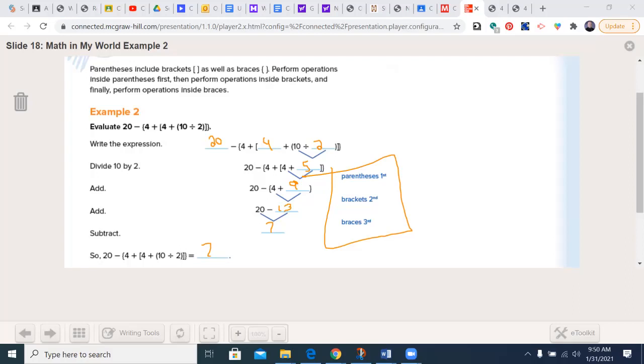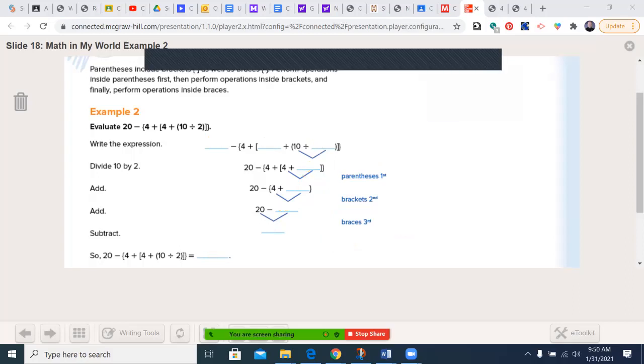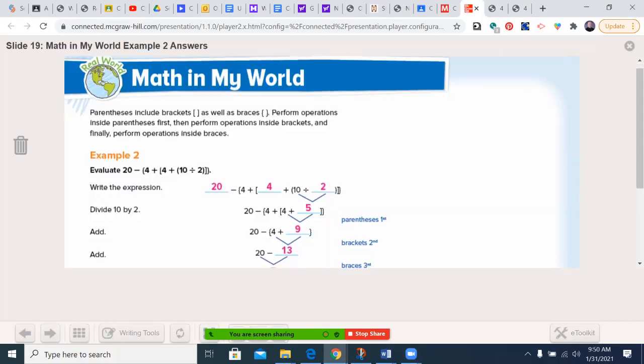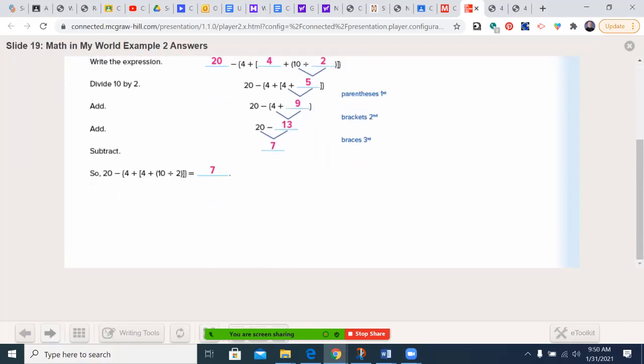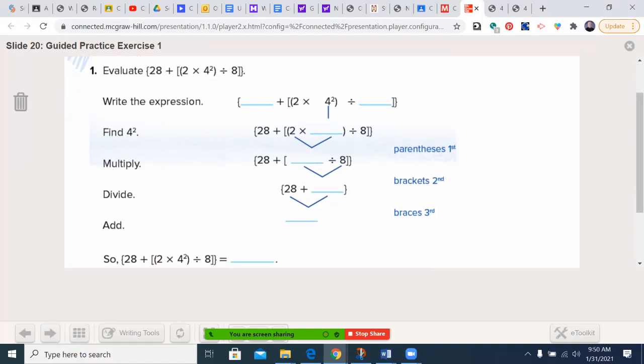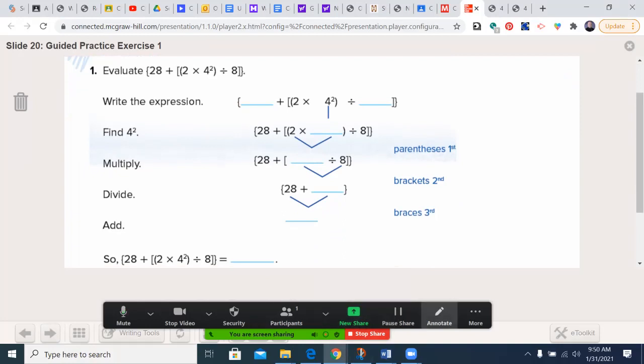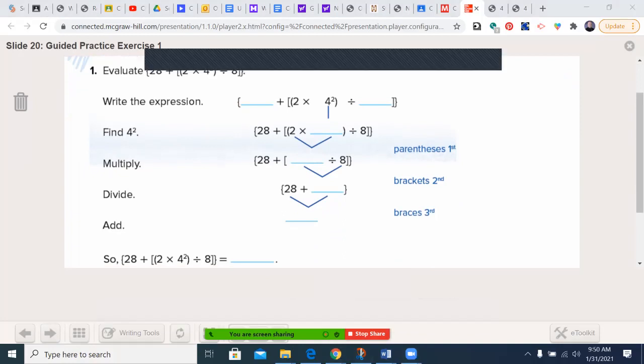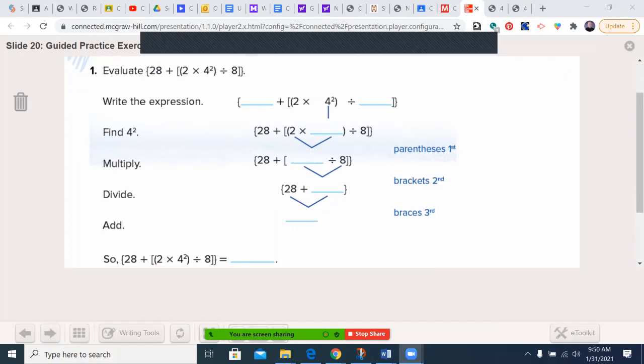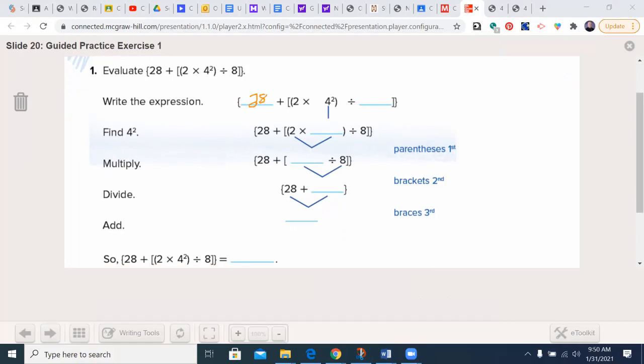Go ahead and clear the drawing. See our answer there. Guided practice. We're going to talk our way through this one. I'll ask a bunch of rhetorical questions because you can't answer me through the screen. I don't want you to text me with each one. I'm going to evaluate 28 plus 2 times 4 squared divided by 8. So I'm going to write the expression, and right now that's just copying the problem down.